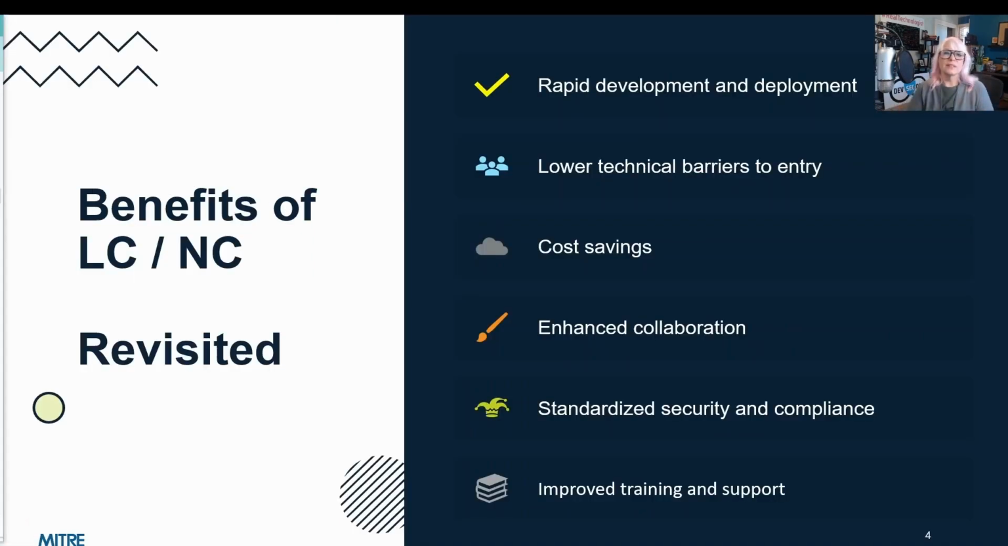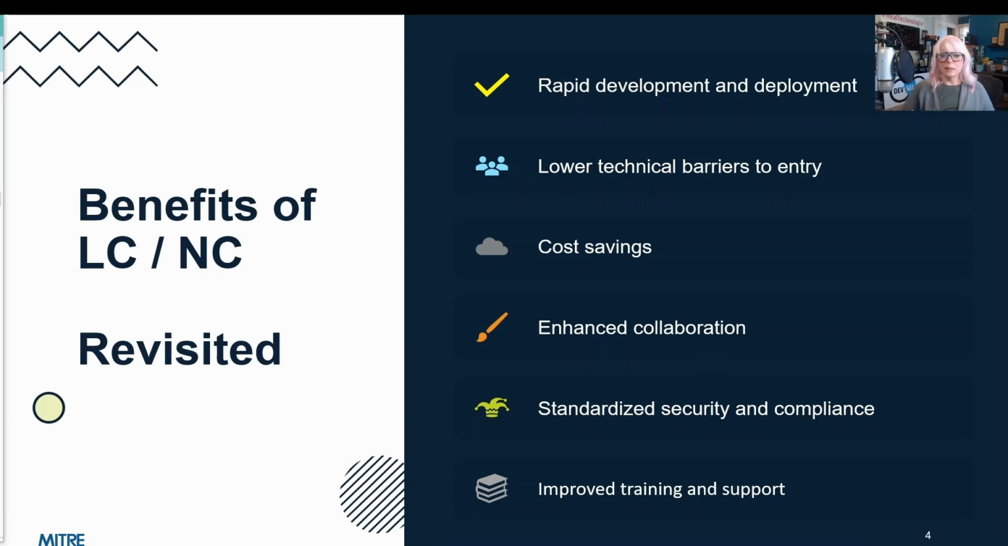Let's also revisit the benefits of low-code, no-code. Briefly, rapid development means faster prototyping and faster time to market. There's a lower barrier to entry, and that empowers non-technical staff to contribute to development. It also reduces the reliance on specialized developers. There can be a cost savings with reduced development time, and sometimes there are scalable pricing models.